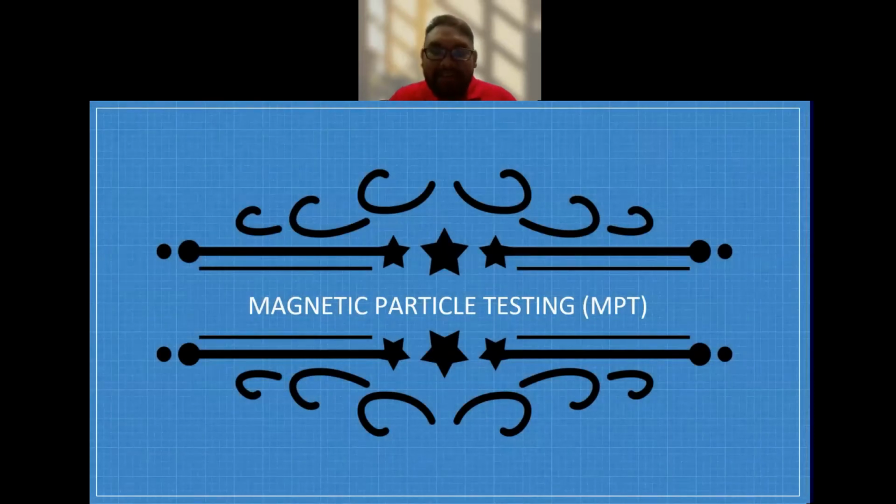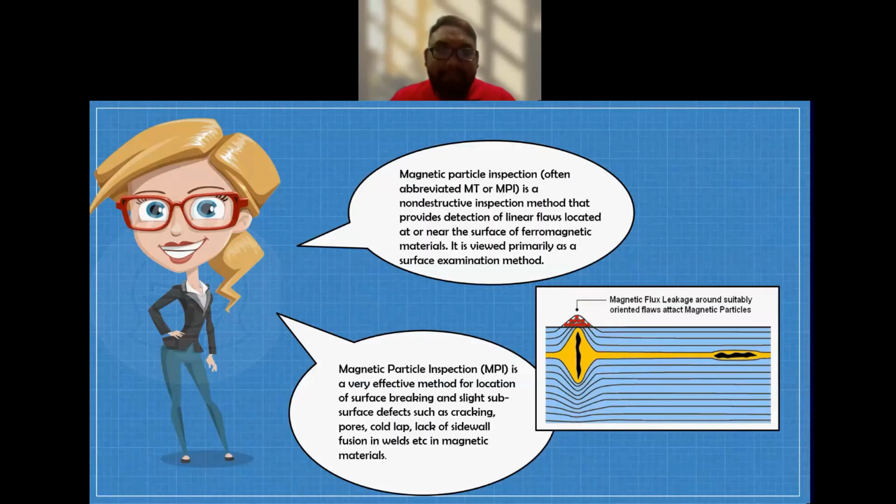Magnetic particle testing (MPT). MPT is a non-destructive inspection method that provides detection of linear flaws located at or near the surface of ferromagnetic materials. It is viewed primarily as a surface examination method. MPT is a very effective method for locating surface breaking and slight subsurface defects such as cracking, pores, collapse, lack of sidewall fusion in welds, etc., in magnetic materials.